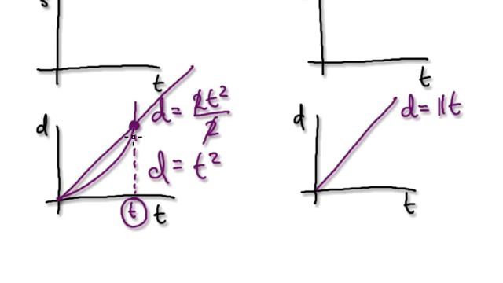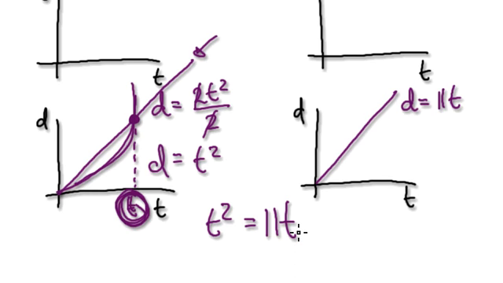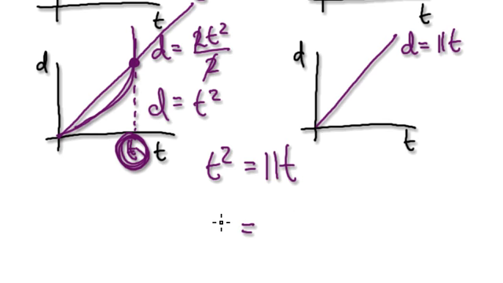In a way, it's like that. This t here will represent when the two cars will have the same distance. So it's really you trying to solve t squared equals 11t. This here is t squared, and the straight line here is 11t. So divide both sides by t. That will then give you t equals 11.